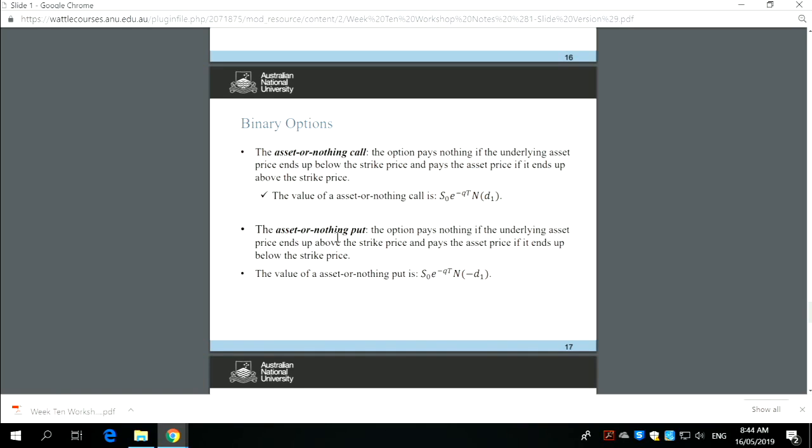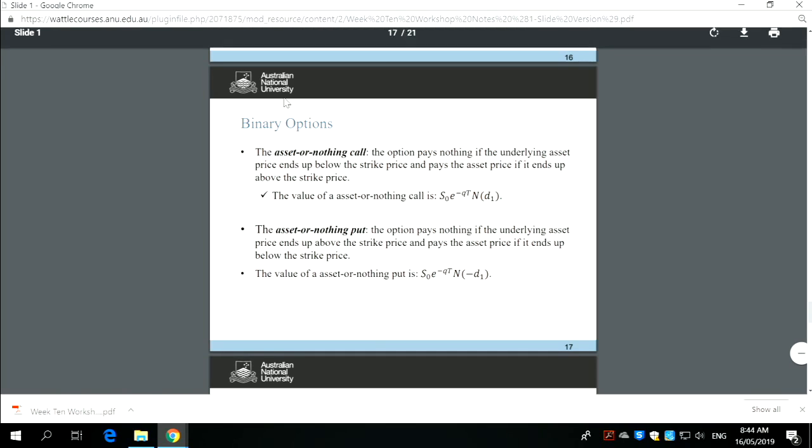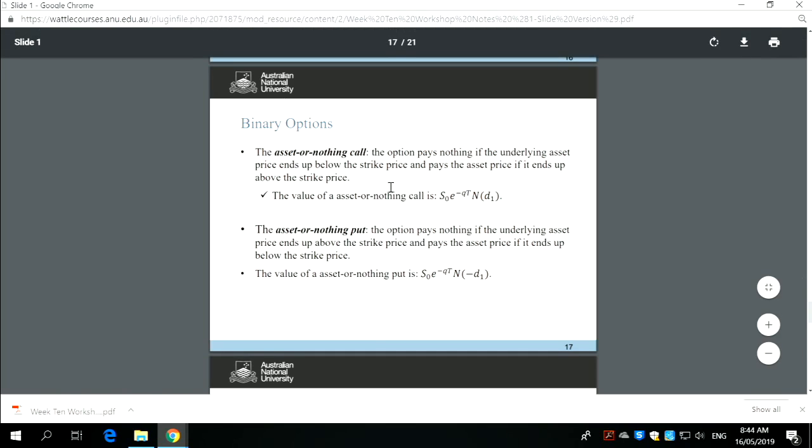What about the asset-or-nothing put? Basically, the asset-or-nothing put gives you nothing if the asset price finishes above the strike. If it finishes below the strike, then they would pay you the asset, which is the asset price. So that's simply the spot price times N(-d1). Okay? So we need to bear that in mind.